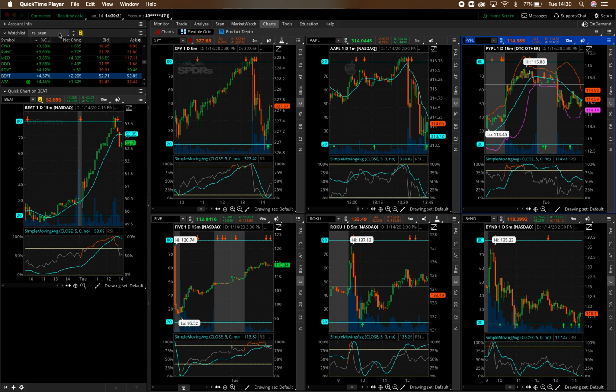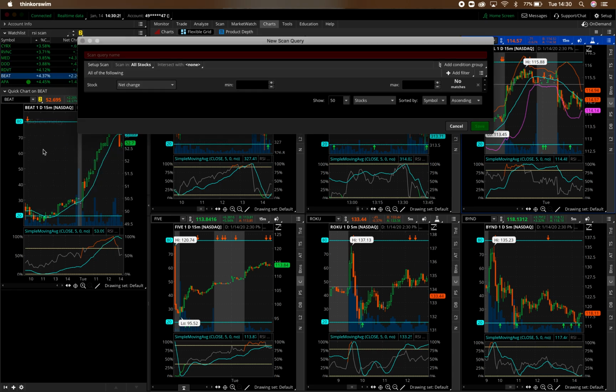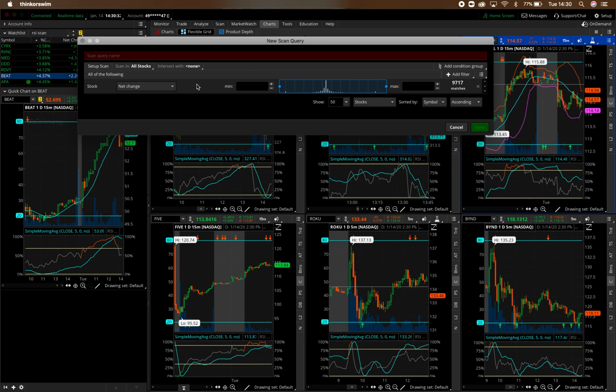You can get here by going to the watch list section on the left side of the TOS and going down to Create Scanner Query. This is where we'll create the fields with the criteria you want to meet to identify stocks that we see value in and potential.